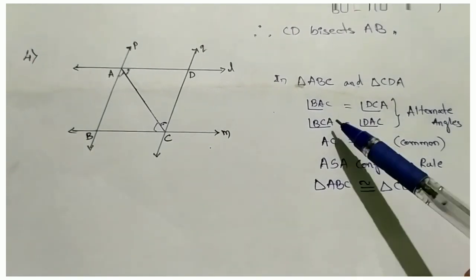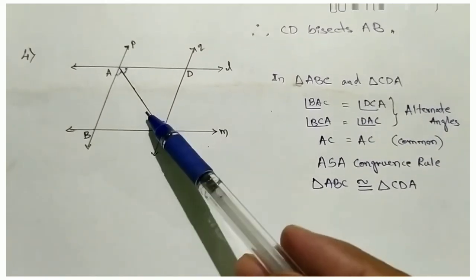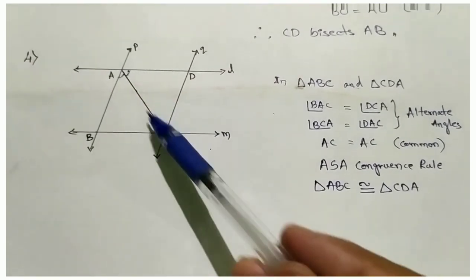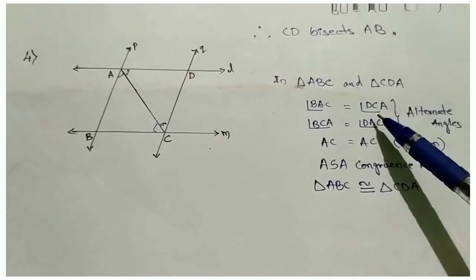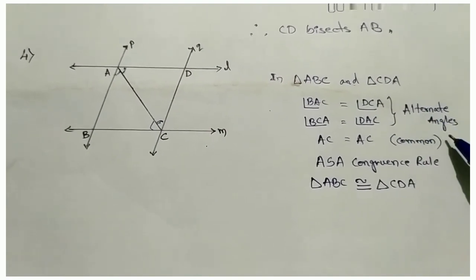Okay, so again, observe the diagrams neatly along with the parallel lines and transversal, and you will get to know which angles are equal, those are alternate angles.